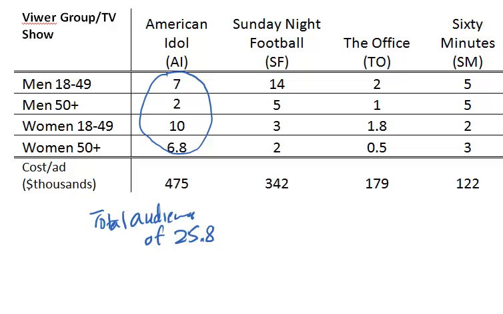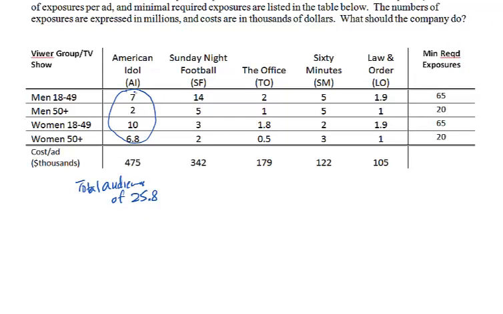Now, to count the number of people reached by an ad, we use the term exposures, and we assume the exposures are additive. So if American Idol's exposures is 7 million among the younger men, then if we place two ads on American Idol, that is, if we place ads on two episodes of American Idol, then the exposures among younger men would be 7 times 2, or 7 plus 7, 14 million.